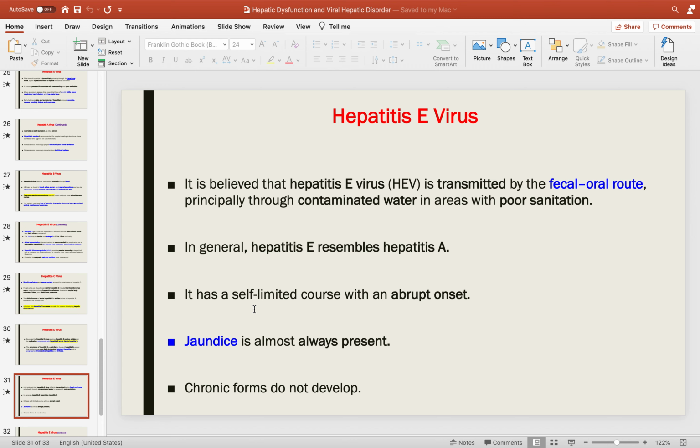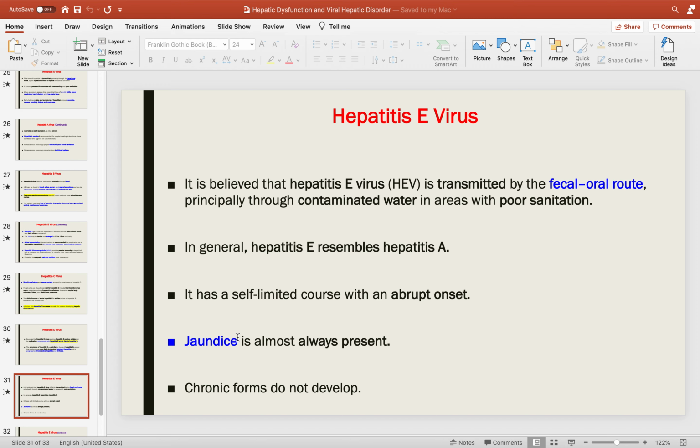Hepatitis E, as I explained before, is transmitted through the fecal-oral route. It is caused by contaminated food or contaminated water, and poor sanitation. Because of that, it's very important to maintain good oral hygiene and hand washing to prevent this type of hepatitis. It has similar symptoms to hepatitis A, and the patient may also develop jaundice.